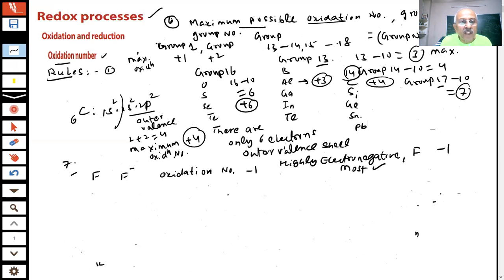And if I say oxygen is the element, it is 2, 6. It needs 2 electrons. So what will it do? You are saying O2 minus. So what then will the oxidation number be?